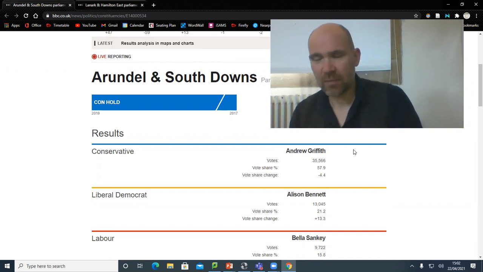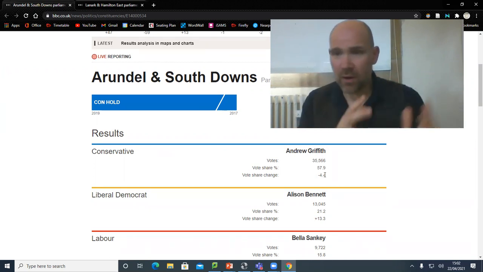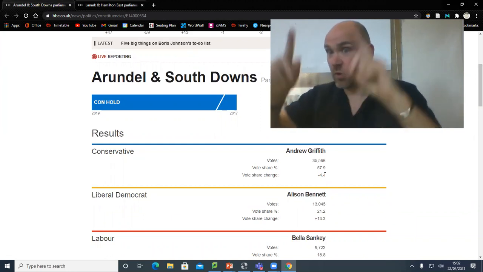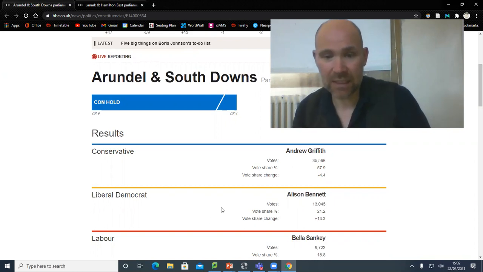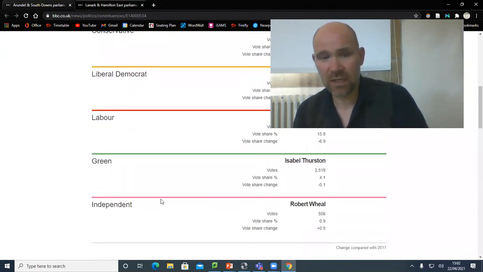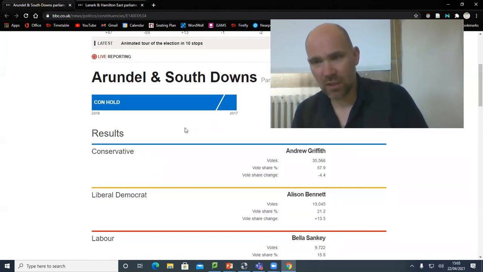Let's round it, it's 58% of the vote. That is an absolute majority, because if you added all of the other parties' votes together, he still has more than all of them combined. And that is the key point here. If you add the Liberal Democrats to the Labour votes, to the Green votes, to the Independent votes, you still don't get as many votes as Andrew Griffith did here.